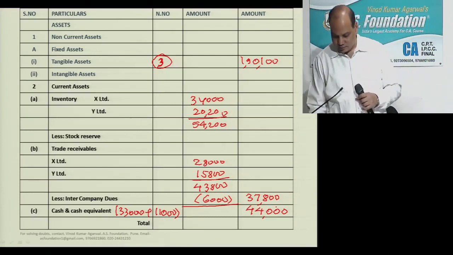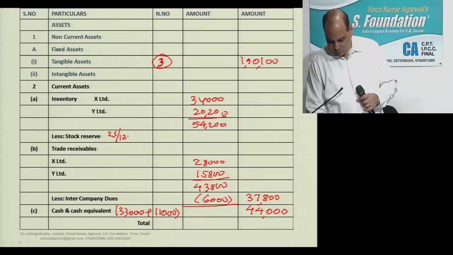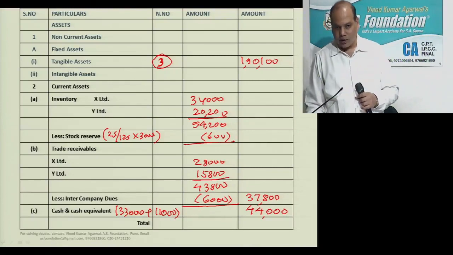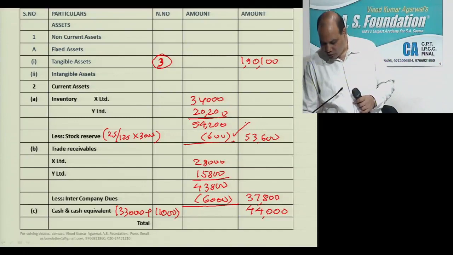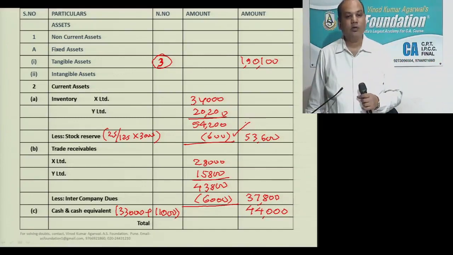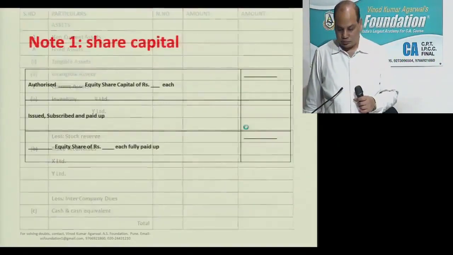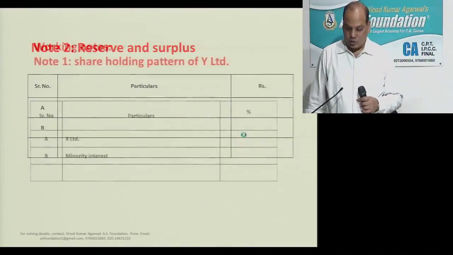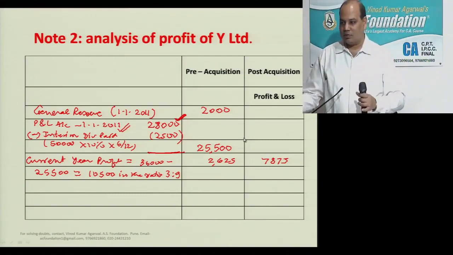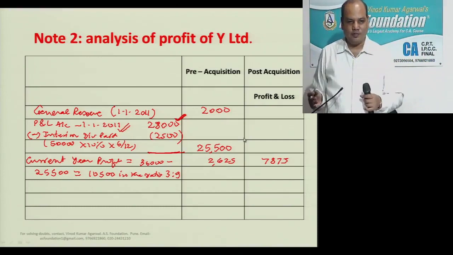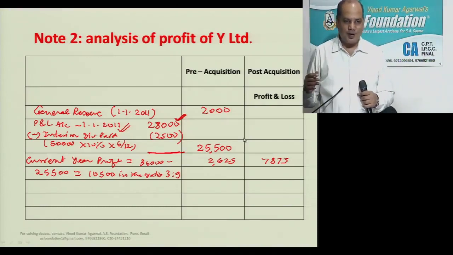Let's do the stock reserve. 25 by 125 into 3,600. Balance in the outer column, 53. And where is the second effect of this 600? This is one effect. Who has sold to whom? Y to X. Upstream or downstream? Upstream. Y to X. Subsidiary to holding is upstream. Okay.